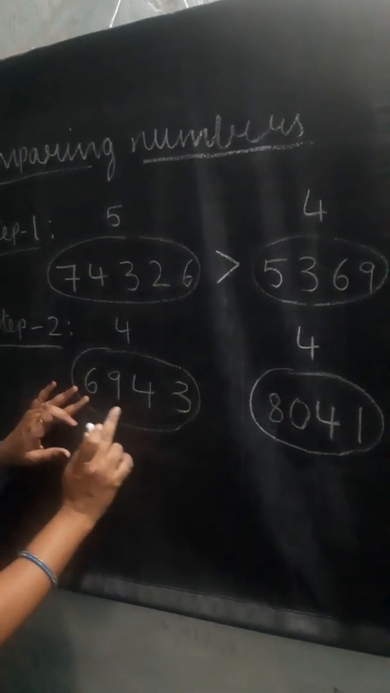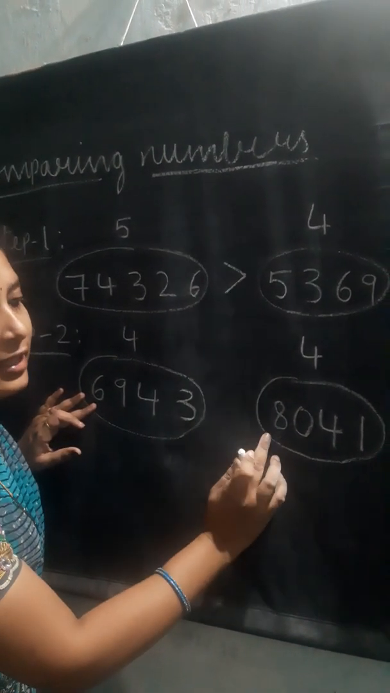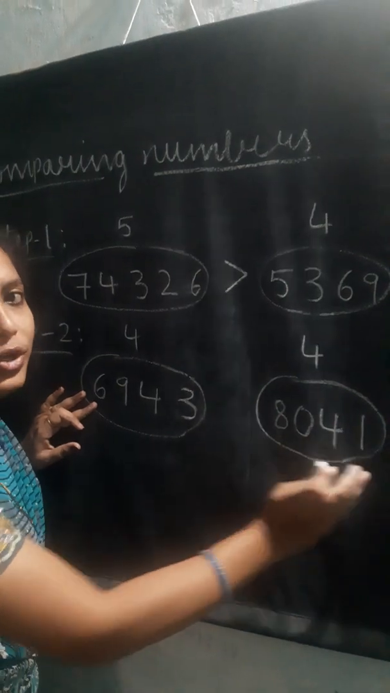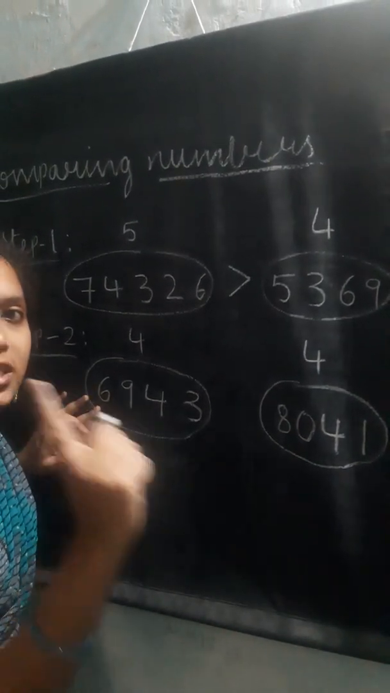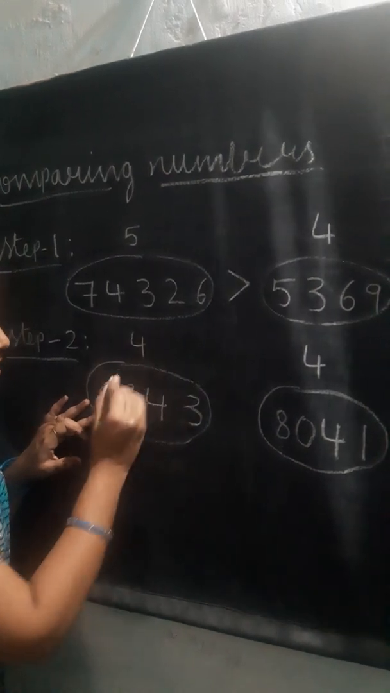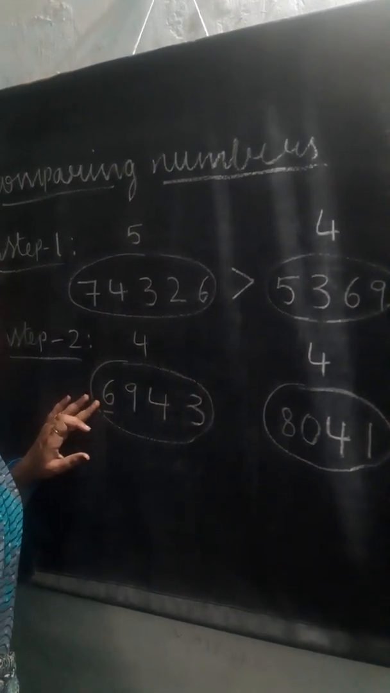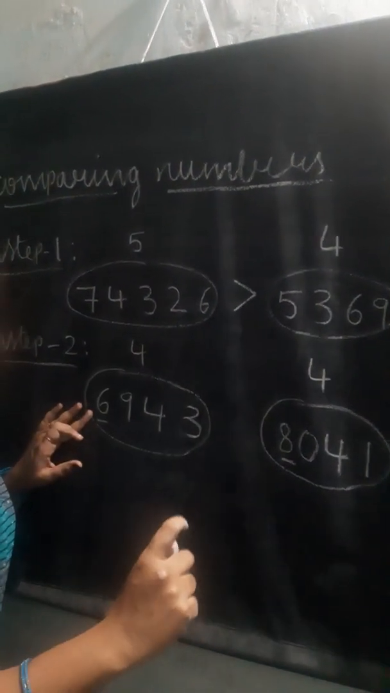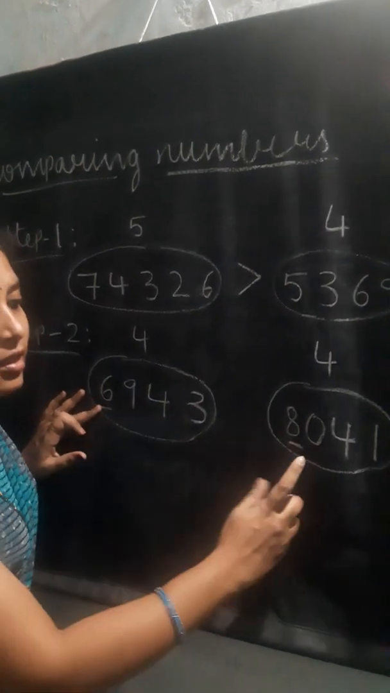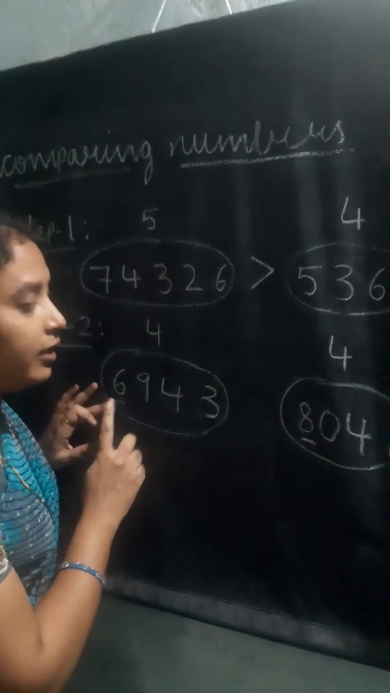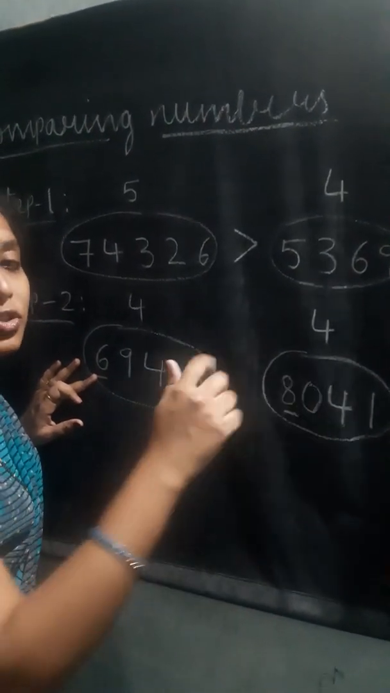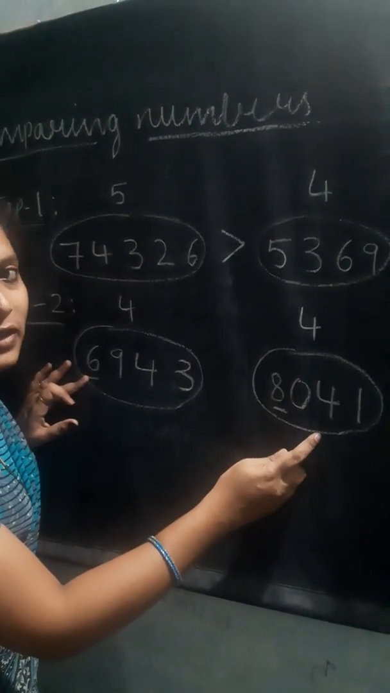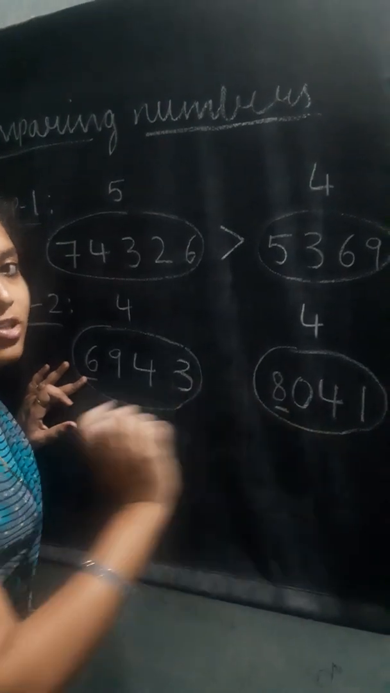First number is 6,943. The second number is 8,041. If the number of digits are the same for these two numbers, then you have to compare the first digit of the two numbers. What is the first digit of this number? 6. What is the first digit of this number? 8. Which is greater, 6 or 8? 8 is greater. So 8,041 is the greater number when you compare these two numbers.